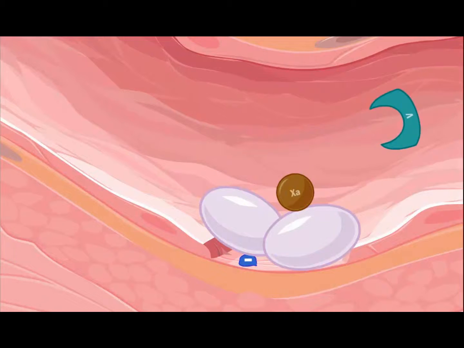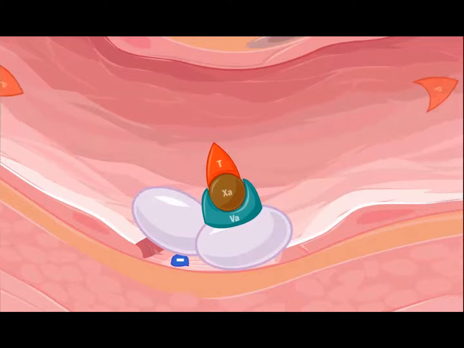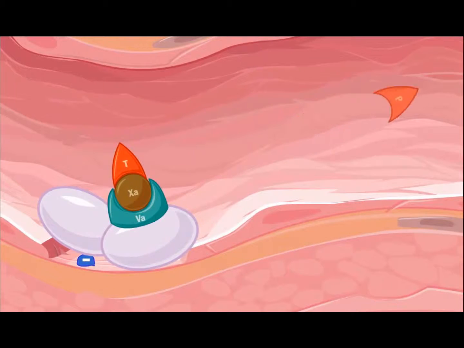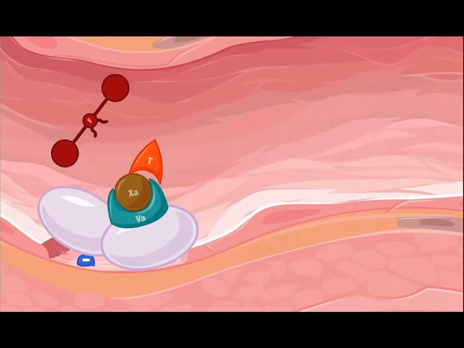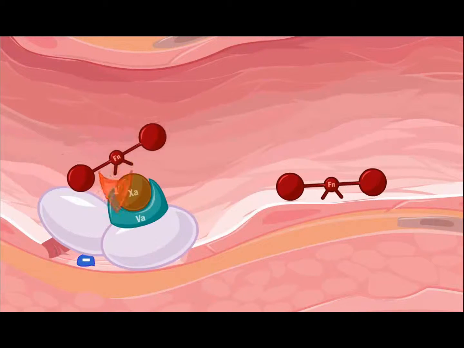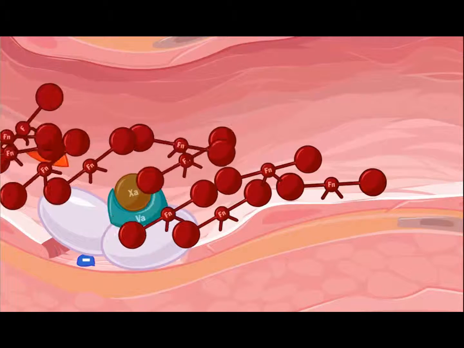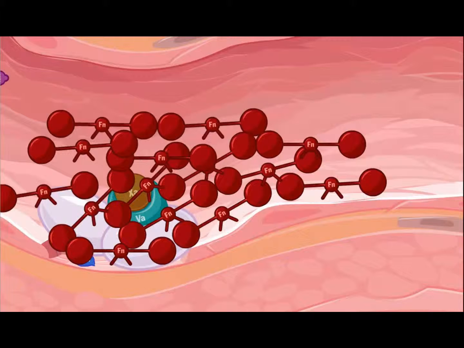Activated factor X forms a complex with its activated cofactor factor Va in the presence of calcium, which converts prothrombin to thrombin. Thrombin is basically the master regulator of the coagulation cascade. Thrombin cleaves activation peptides from fibrinogen to form soluble fibrin monomers. These subsequently polymerize to form an insoluble, loose fibrin clot at the site of the injury.